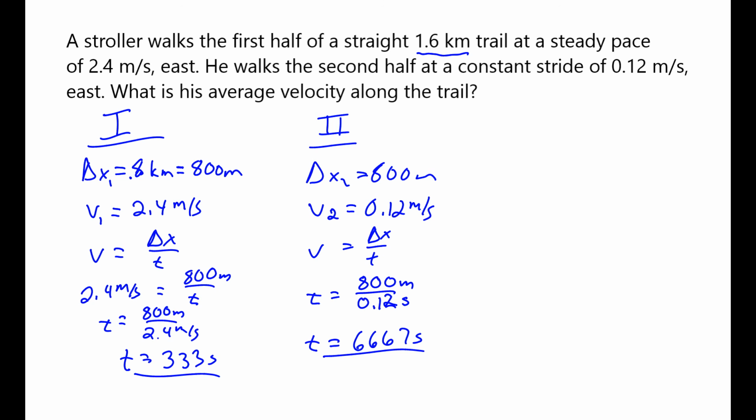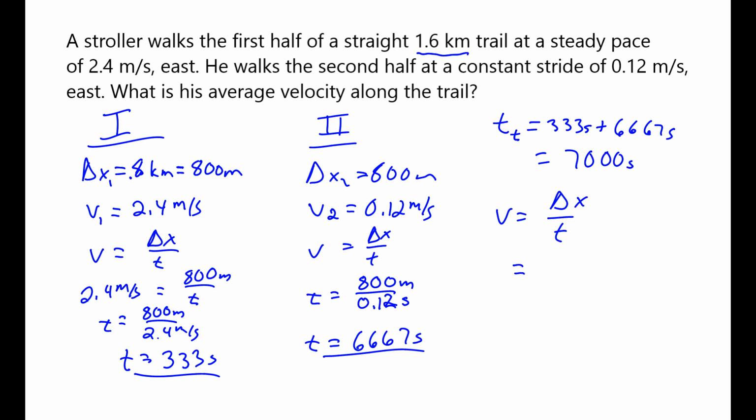Alright, so now we want to find our total time. Let's use subscript t for that. It's going to equal 333 seconds plus 6,667 seconds. So what's our total time? 7,000 seconds.